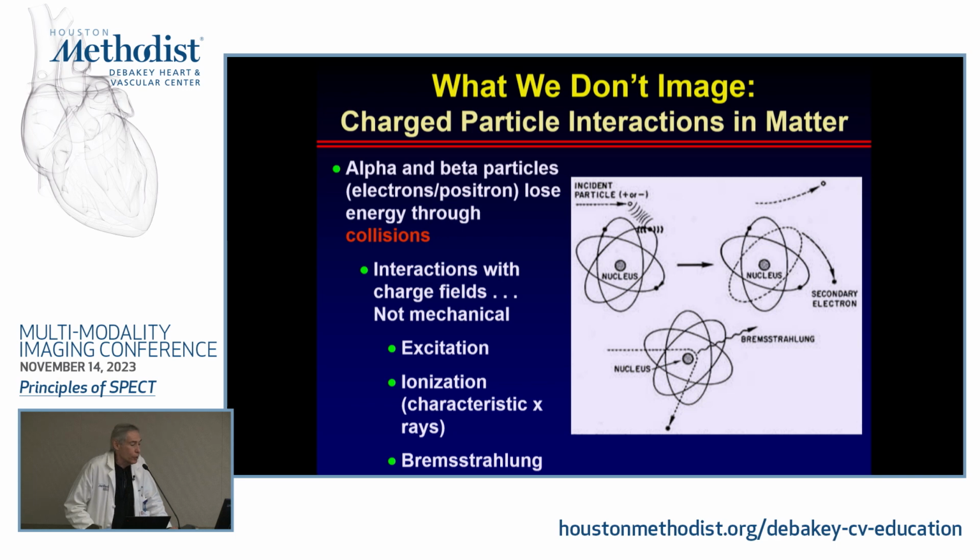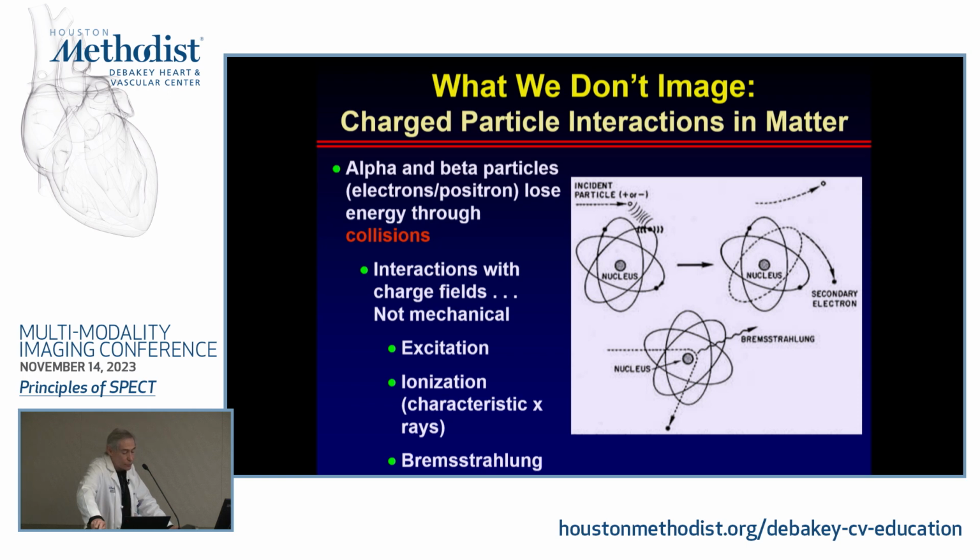Okay, the other thing we don't image are charged particles, and I said already that alpha particles we don't image, and beta particles, which are really either electrons or positrons, we don't image. But there are certain interactions that happen in tissue with both of these kinds of particles, and these particles can interact with other electrons, which is called excitation.